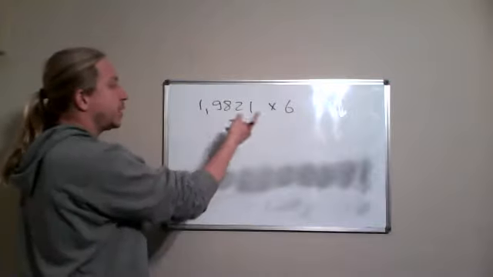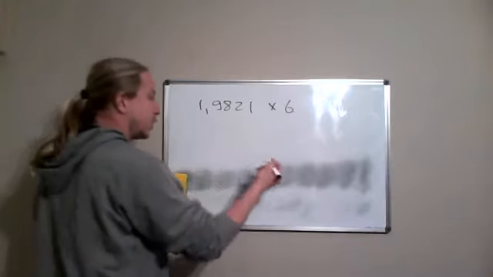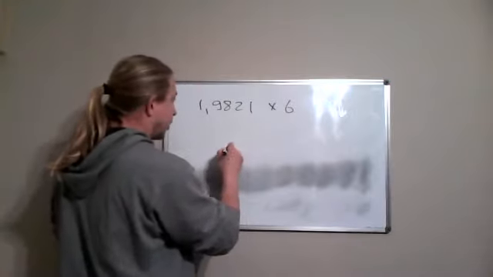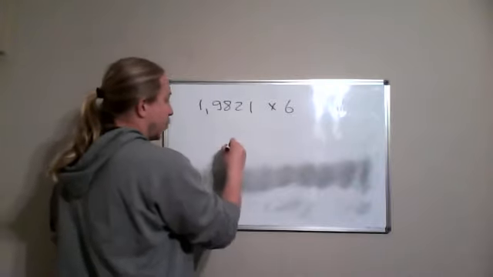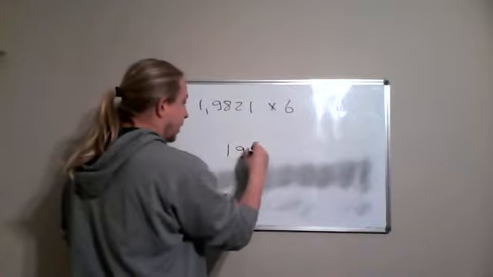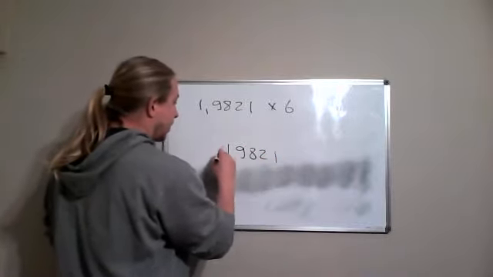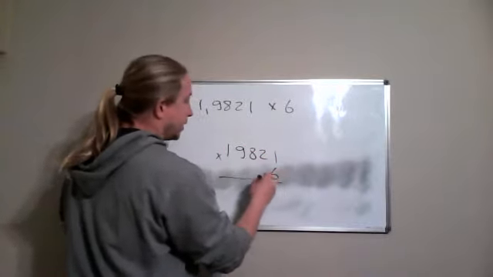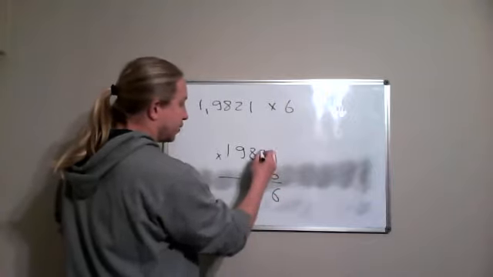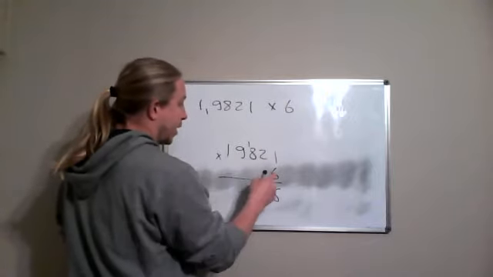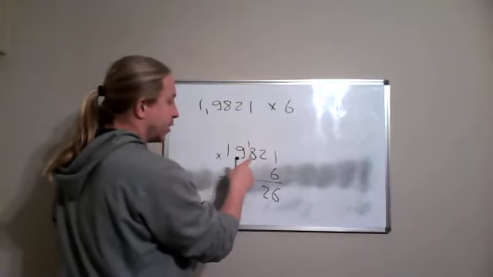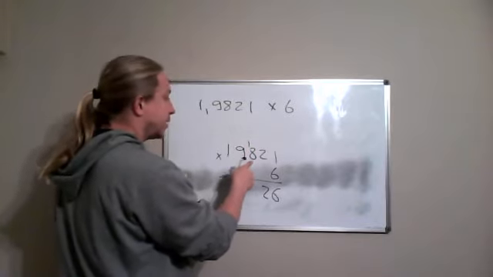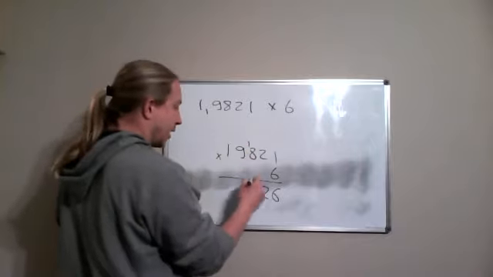How do we multiply this? Well, we use the long way. So we remove the comma. There's 4 decimal places here. So we're going to multiply 19821 by 6. Okay, 6 times 1 is 6. 6 times 2 is 12. Carry the 1. 6 times 8 is 48. 49. So that's a 9.